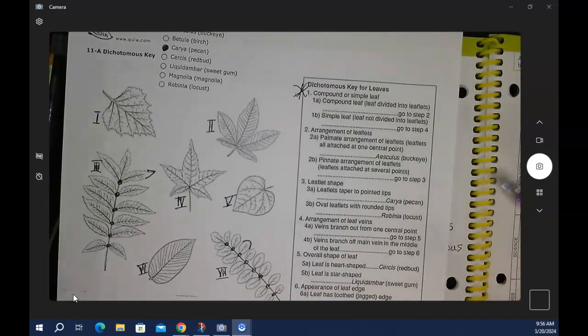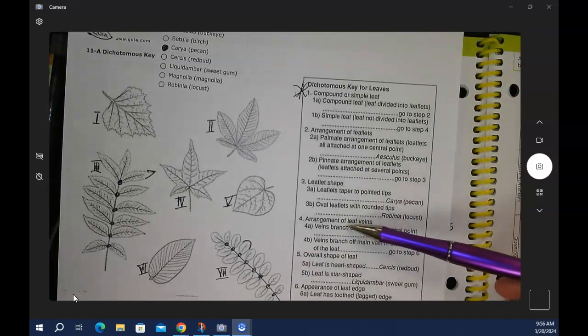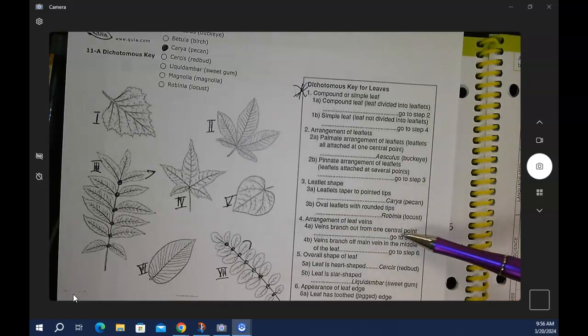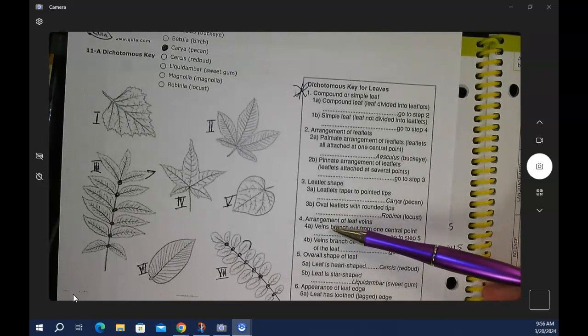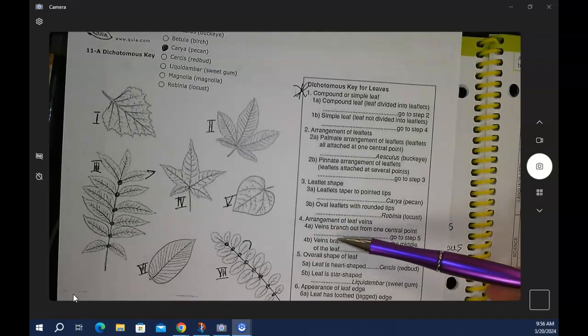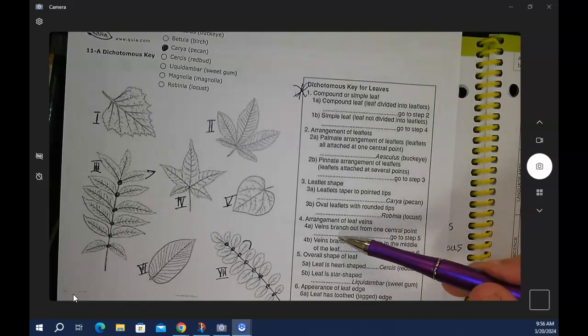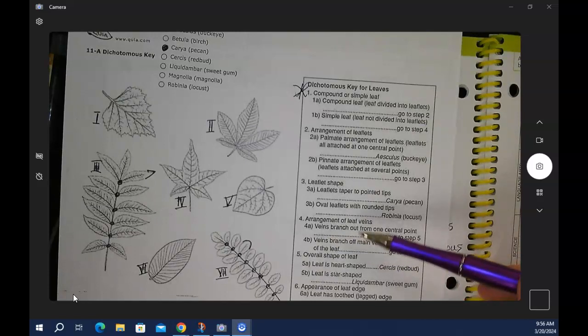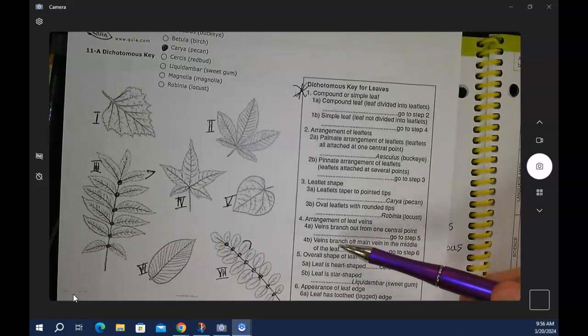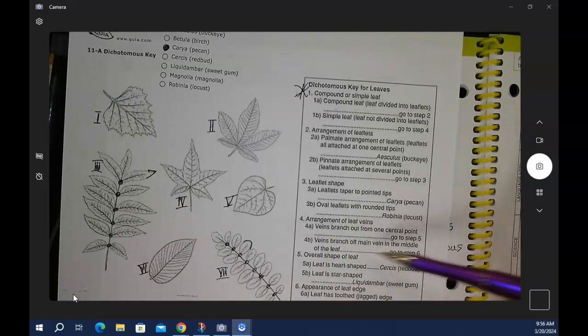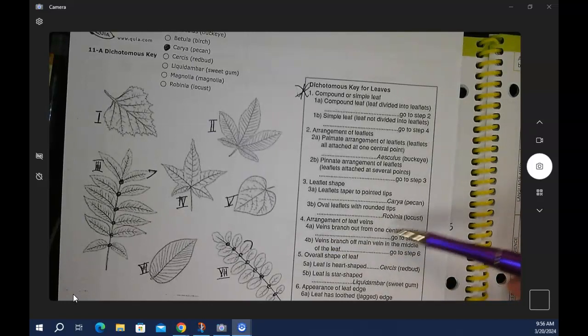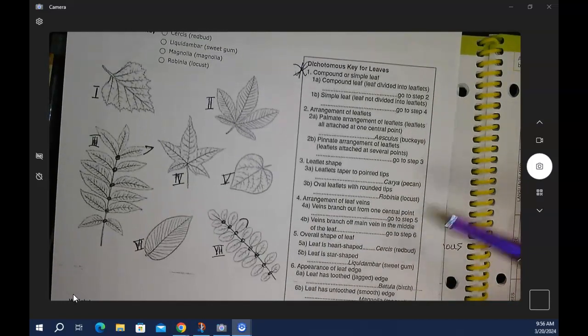Now, there are some of these we didn't go over, so I'm going to look down here for things that might throw you. So, veins branch out from one central point. Veins are the lines in the leaves. That's how they get the nutrients and things to the cells of the plant. The veins branch off a main vein in the middle of the leaf. So, middle of the leaf and one central point. You could put a dot on that.